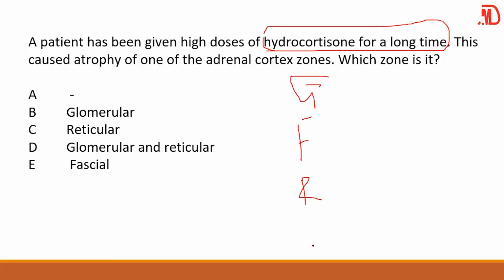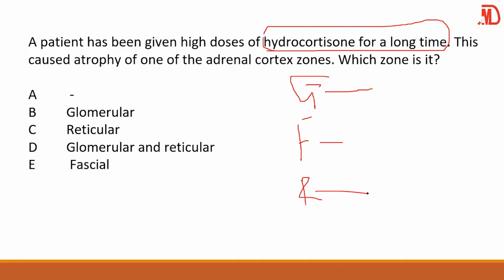The inside we have the medulla. Now inside the cortex we have 3 layers. People like to call it GFR. So the glomerulosa is responsible for aldosterone formation, or mineralocorticoids, which is salt. Then the fasciculata will be responsible for the cortisol level or cortisone release. Then the reticulata is responsible for the sex hormones.